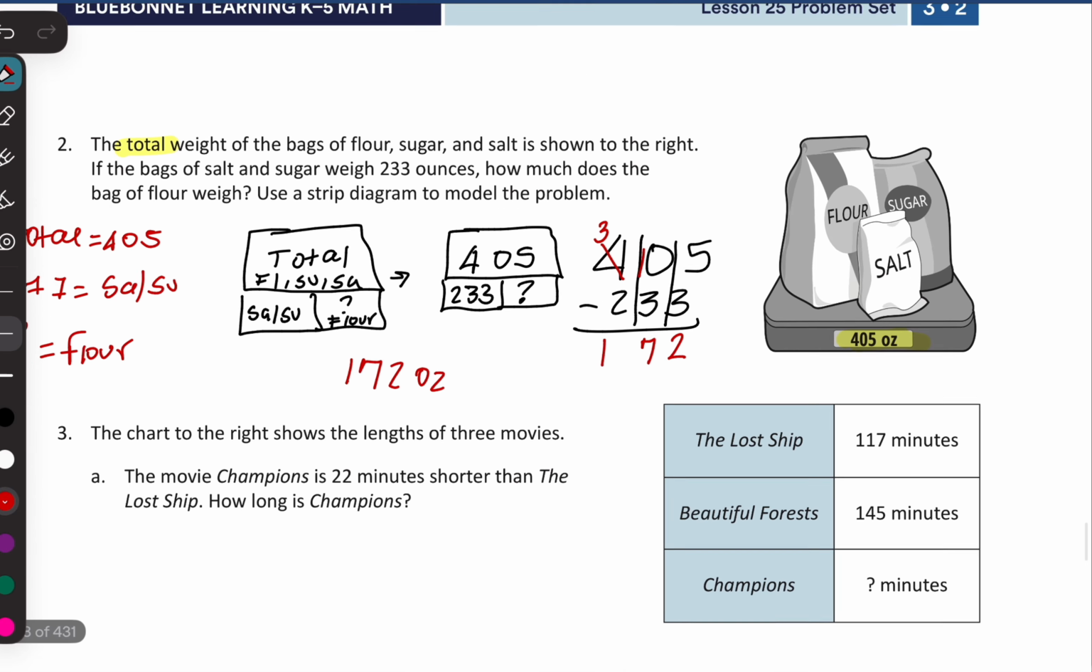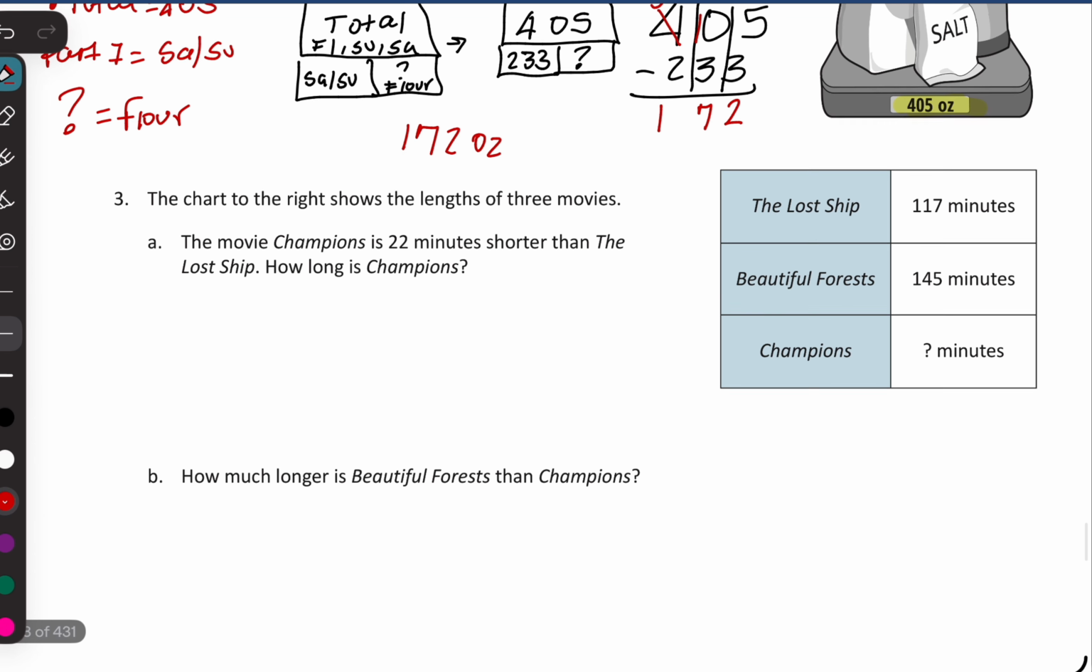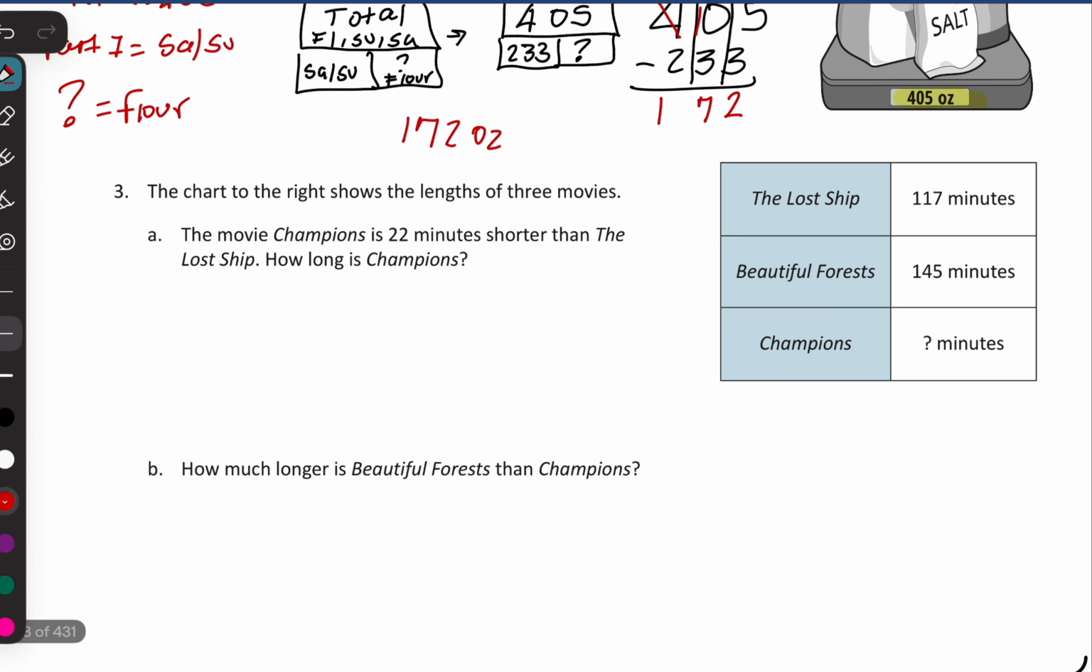All right, let's get into the second problem. Second problem says the chart to the right shows the lengths of 3 movies. The movie Champions is 22 minutes shorter than the length of The Lost Ship. How long is Champions? Okay, so first we got to start with what we know. We know that The Lost Ship, I'm going to use LS, is 117 minutes.